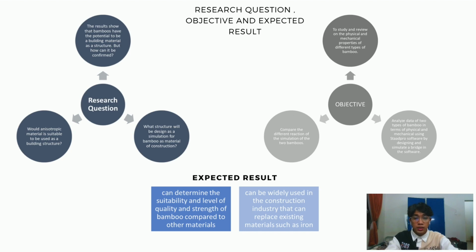And lastly, for the expected result, number one is can determine the suitability and level of quality and strength of bamboo compared to other material. And lastly is can be widely used in the construction industry that can replace existing materials such as iron.